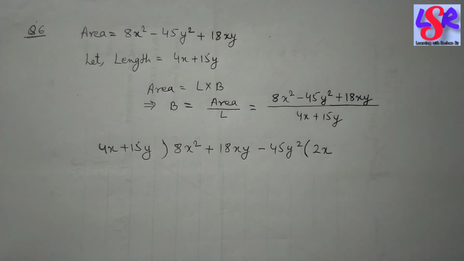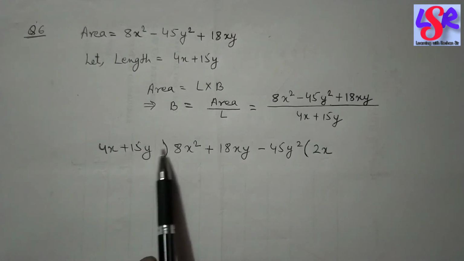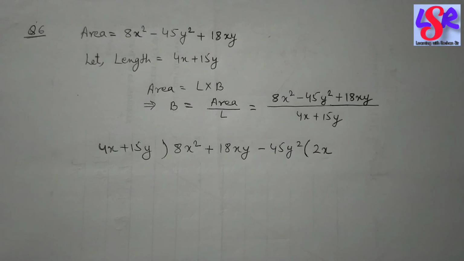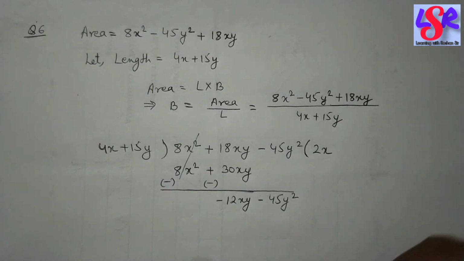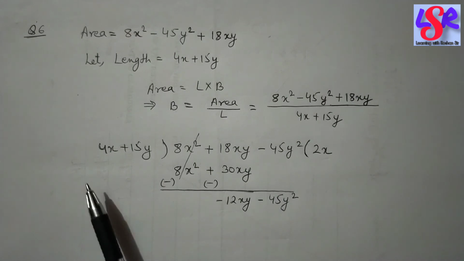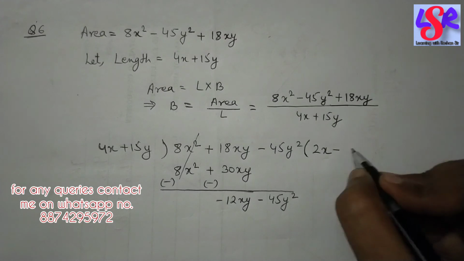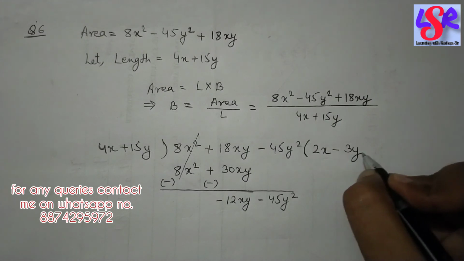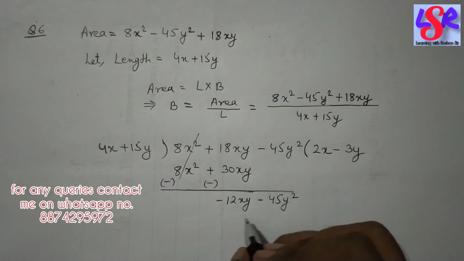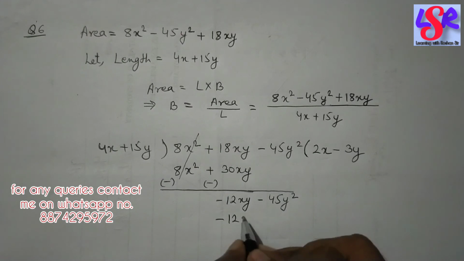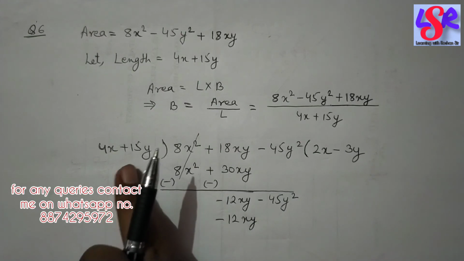Now we are going to multiply both of the terms by 2x. Now we'll change the signs. And after subtracting, we have got minus 12xy and minus 45y square. Now we multiply 4x by minus 3y to get this expression. So the next one is minus 3y. And on multiplying this one, we get minus 12xy and plus 15 into minus, this will be minus 45y square.